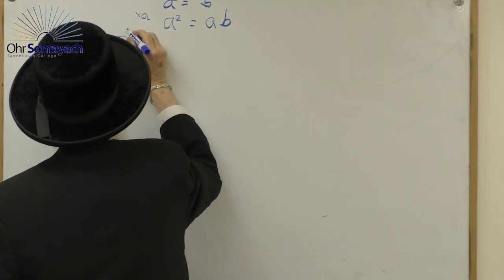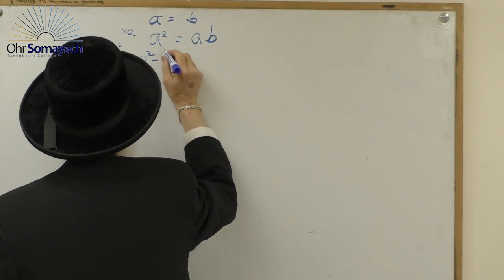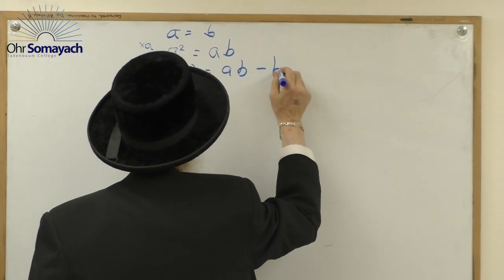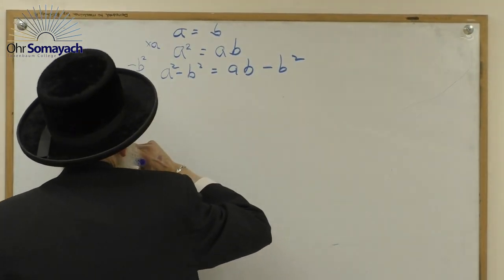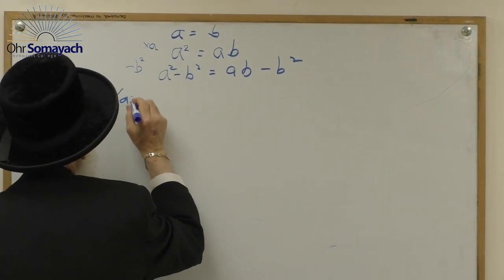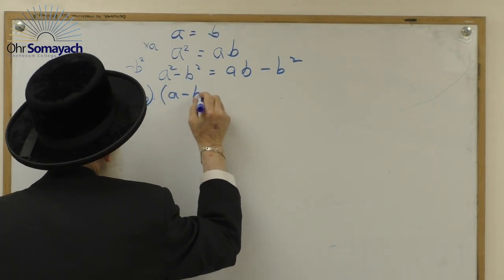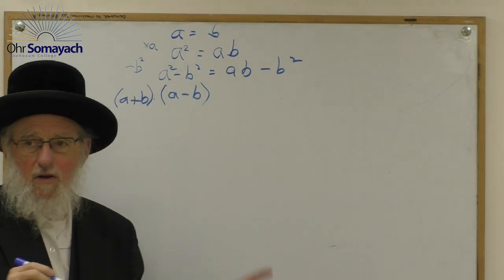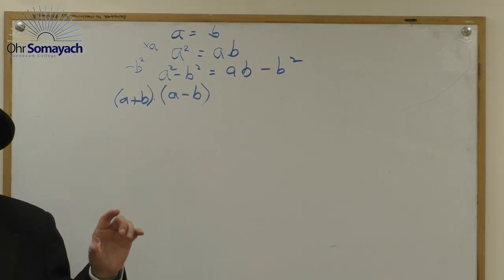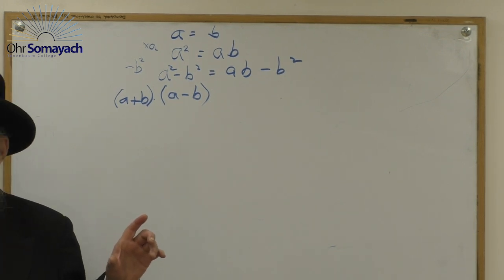Then you subtract B squared from both sides. So you get A squared minus B squared equals AB minus B squared. Now, as a matter of fact, A squared minus B squared equals (A plus B) times (A minus B). Is that known and obvious to everybody? Or is that problematic? That (A plus B) times (A minus B) is the same as A squared minus B squared? Yeah? Some people doubtful?